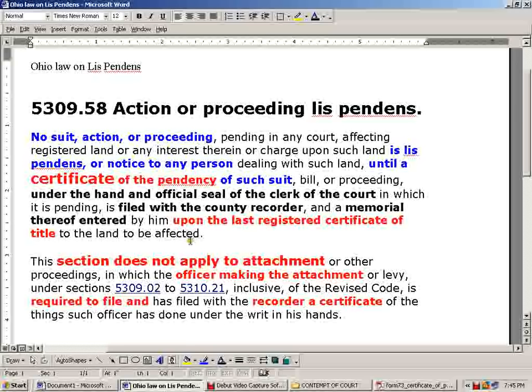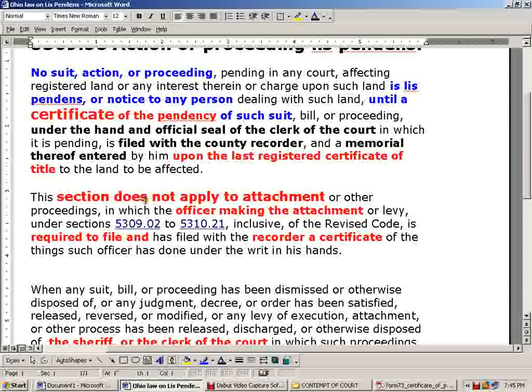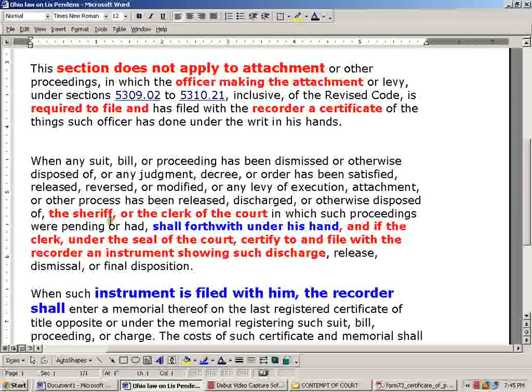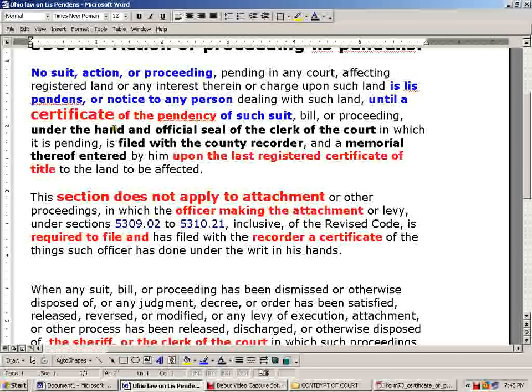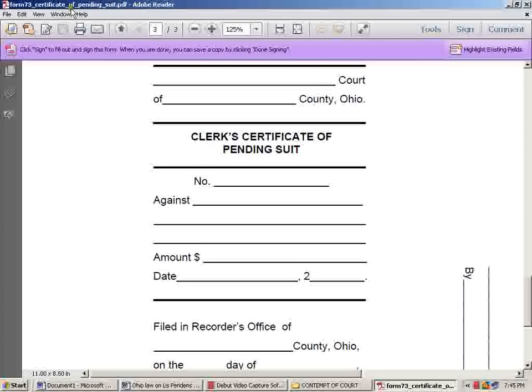This section does not apply to the attachment or other proceedings in which official making an attachment, levy, yada yada yada, recording the certificate. Okay? So they're supposed to file one of these certificates of the pendency, and that's what this thing is called, if I'm not mistaken.